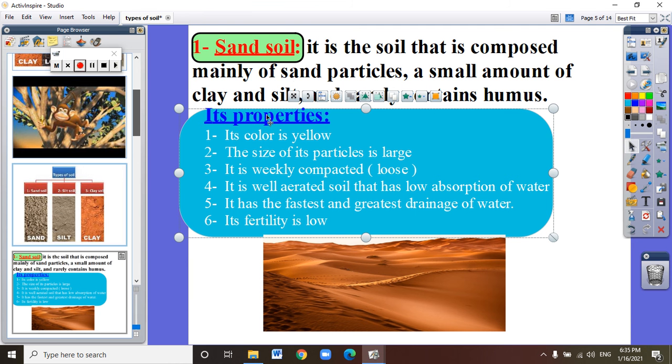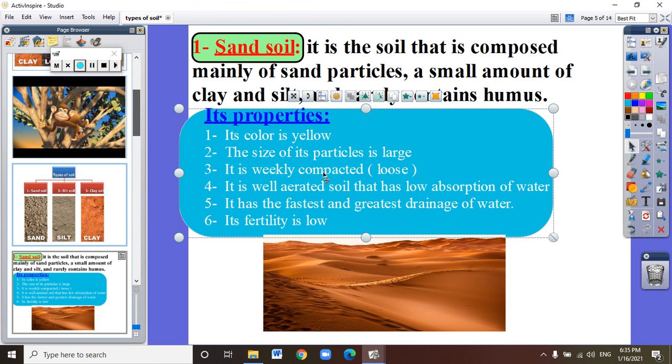Okay, what are the properties of the sand soil? Number 1, its color is yellow. Number 2, the size of its particles is large. The granules of the sand soil, the particles of the sand soil, their size is large.